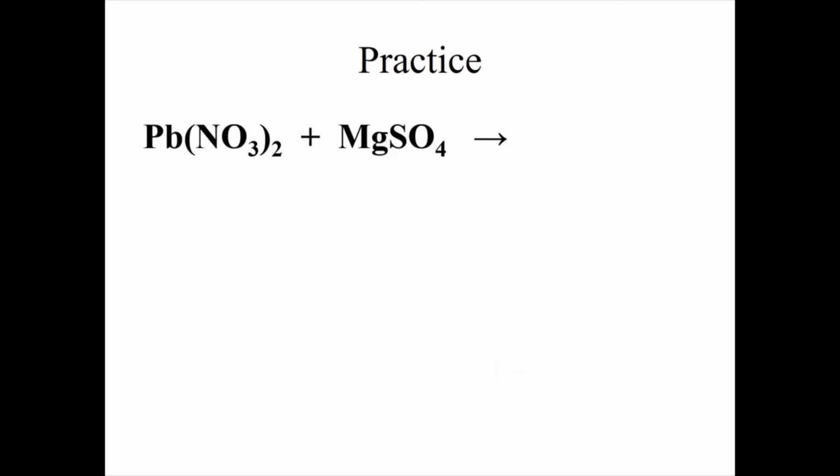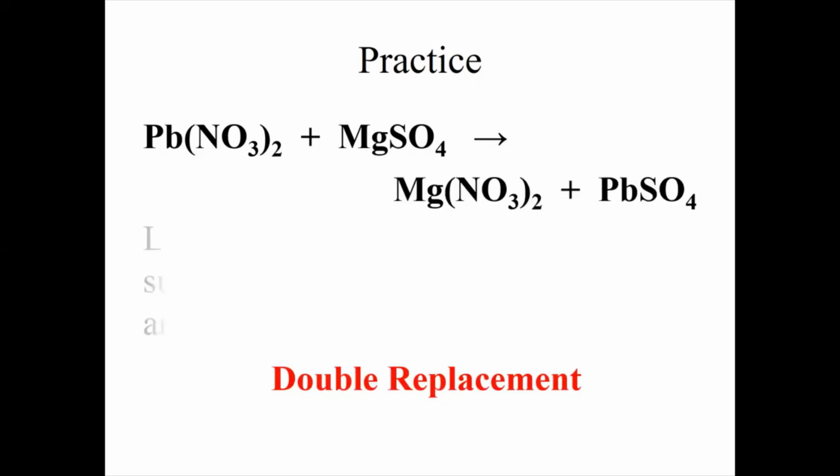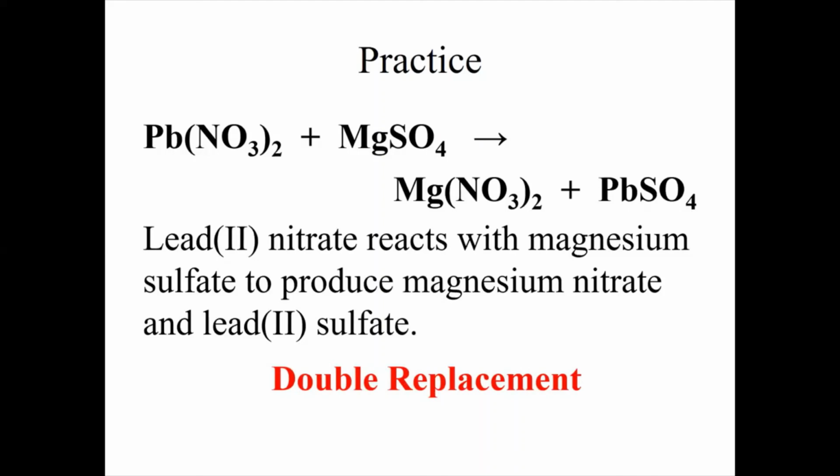Our third example, lead-2 nitrate reacting with magnesium sulfate. What do you think? Double replacement. We got two compounds reacting here. Again, the metals are simply going to trade places, thus forming magnesium nitrate and lead 2 sulfate. If you're familiar with your charges of the metals, you should be able to write the chemical formulas accurately.